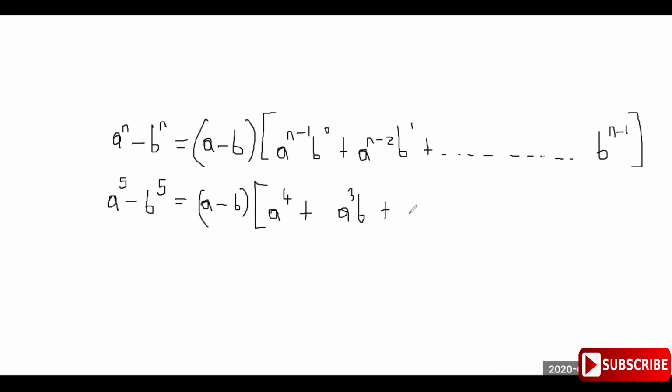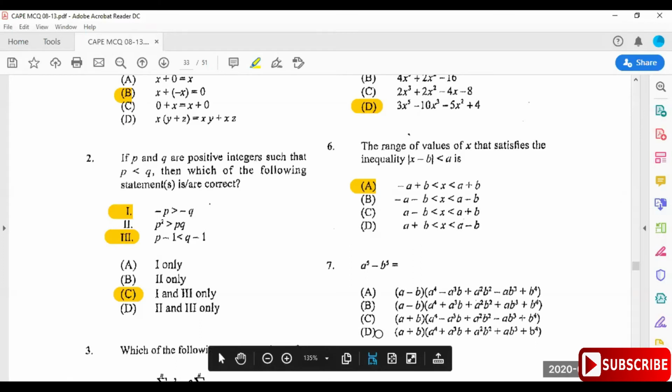plus a to the n minus 3 becomes a squared, then increase the power of b again. Then we have plus, decrease the power of a, increase the power of b, and then finally a to the 0, which is just 1, and we have b to the n minus 1, which is 4. So we can get rid of this right here. A to the 0 is just 1. That's what we're looking for. That is D.